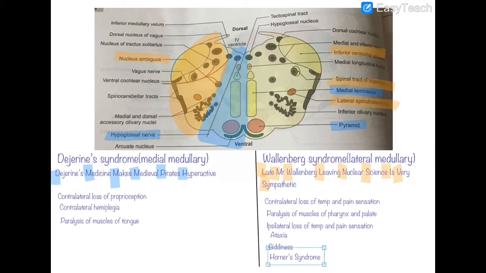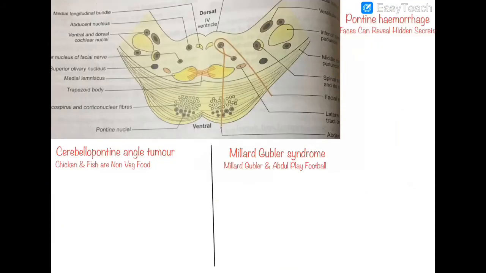Now moving on to the pons. Pons, there will be three main disorders: cerebellopontine angle tumor, Millard-Gubler syndrome and pontine hemorrhage. If this region of the pons is affected, there will be Millard-Gubler syndrome, and if this region is affected, there will be the cerebellopontine angle tumor.